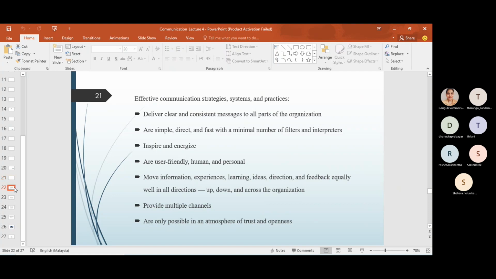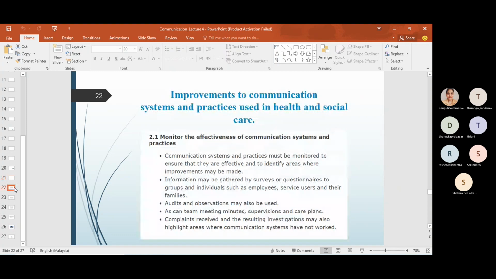Okay, so since we learned about communication systems and practices, we can see how to improve these communication systems and practices. So what we are going to talk about is how to improve communication systems and practices. Before improving, the first thing you need to do is monitor the current effectiveness. You have to monitor how effective it is now. To monitor this, you can use surveys, questionnaires, and feedback forms. Likewise, you can use these documents to gather information about the current communication system.